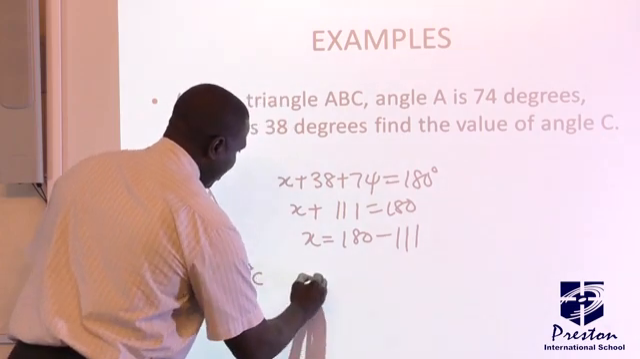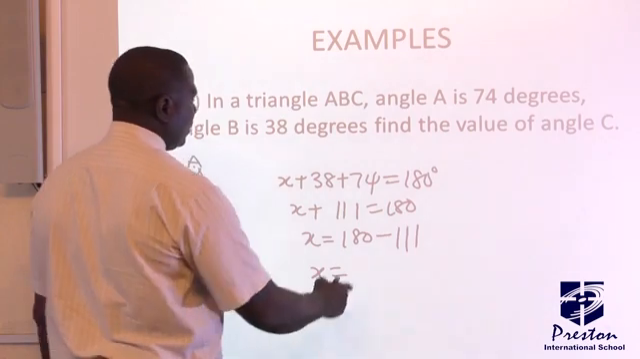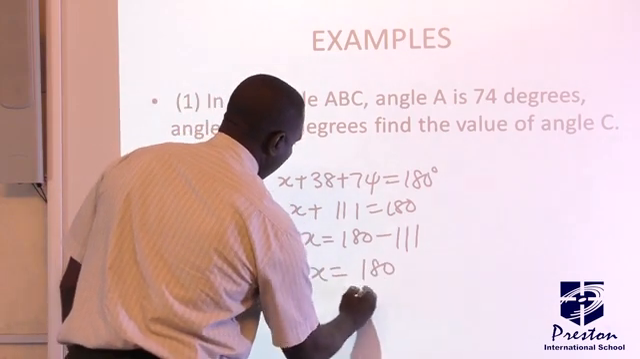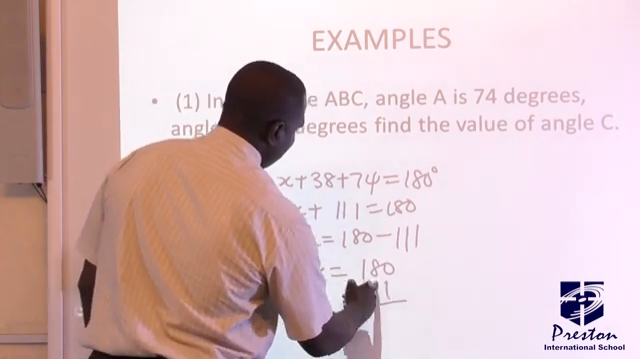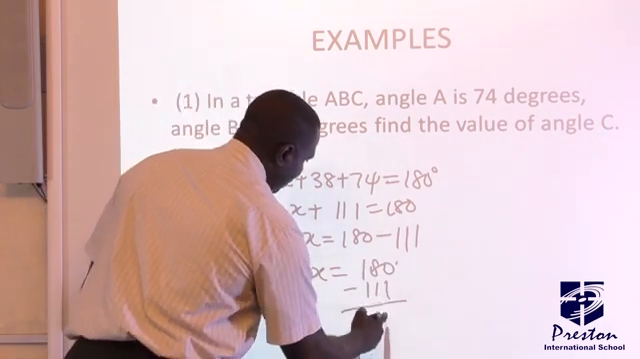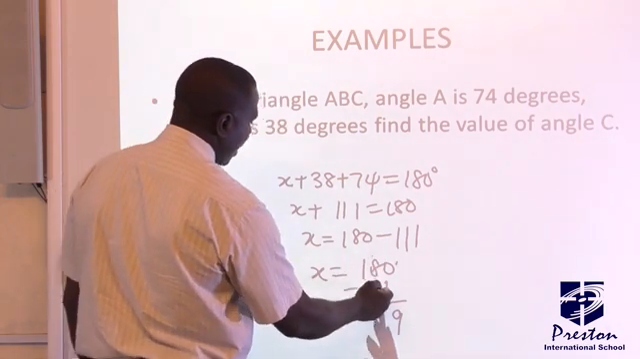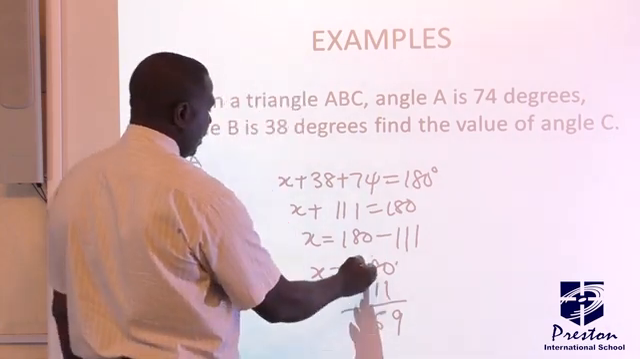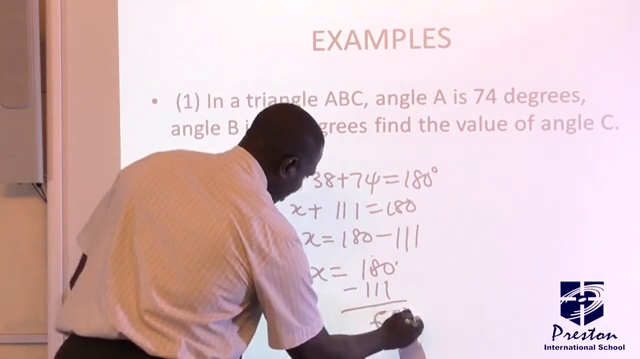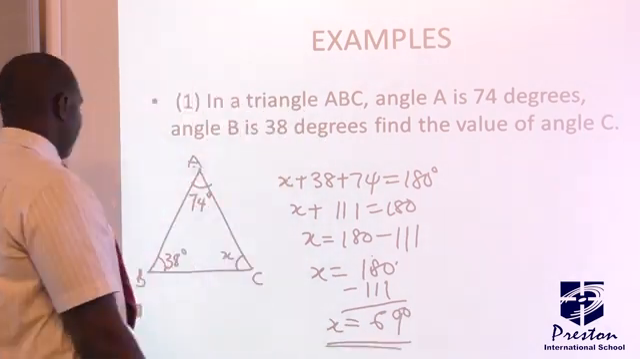In the same way, we have 180 minus 111. You can do it this way as well. You borrow 1 from here to this place, that becomes 10. Minus 1, that gives you 9. You have 7 left here. 7 minus 1 is 6. Here, 1 minus 1 is 0. So your X is 69 degrees.